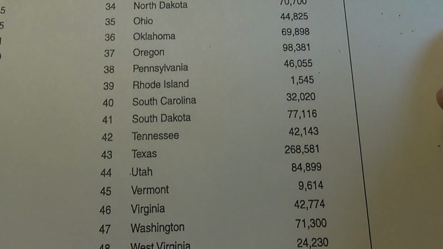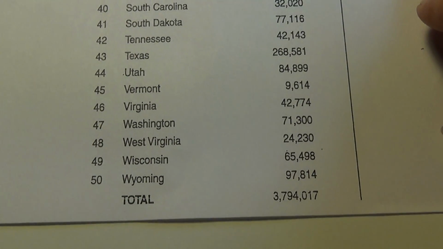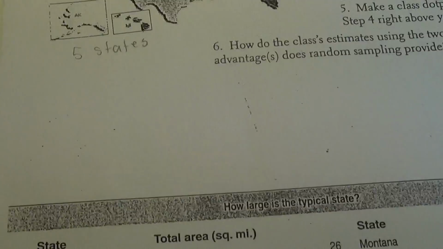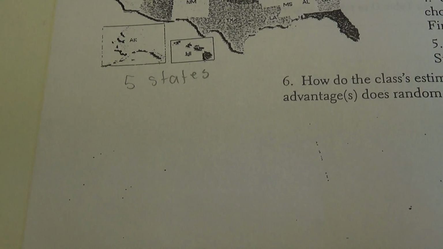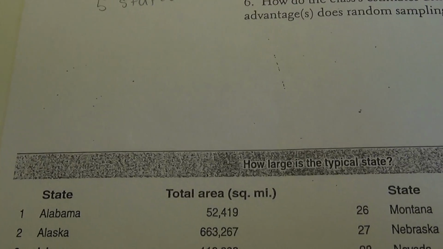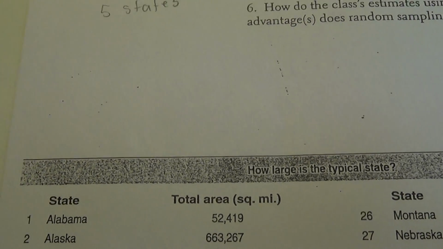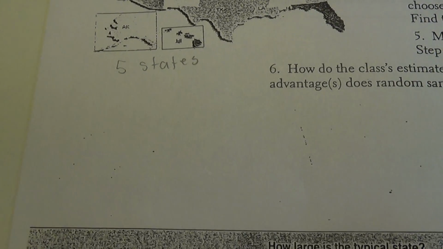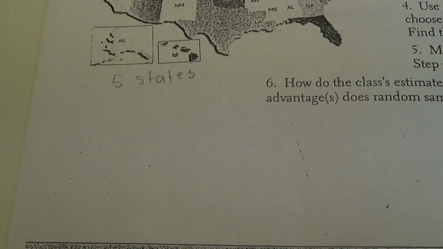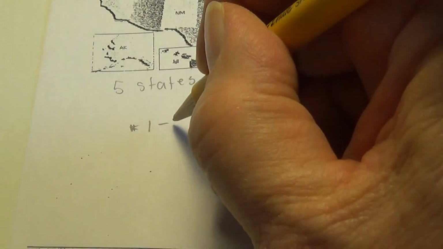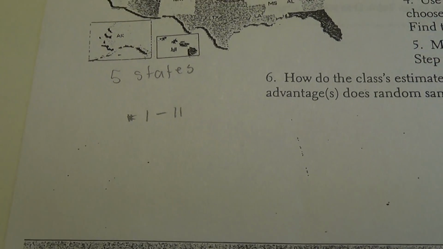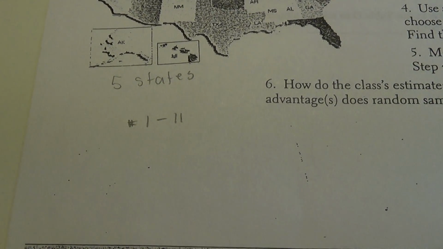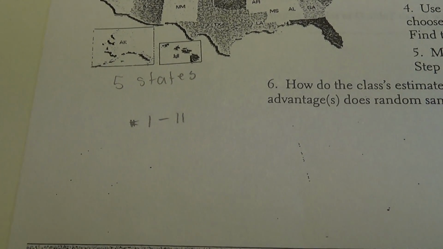And the numbers given are the square mileage for these states. And I want you to take these 5 states and add them up and divide by 5 and find the average square mileage for the 5 states that you've chosen. So that's your homework. And numbers 1 through 11 odd on this new section. So we're on section 4.1. So it's numbers 1, 3, 5, 7, 9, and 11.